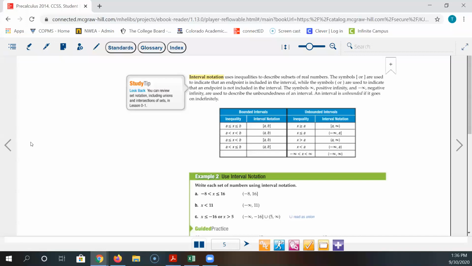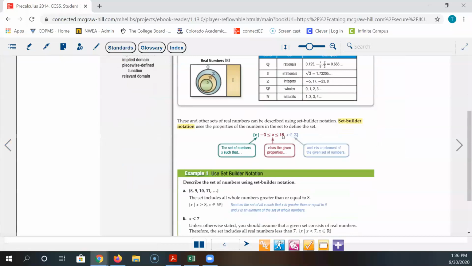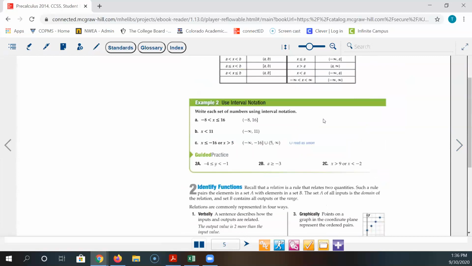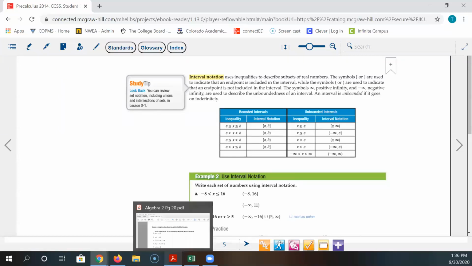Like I was saying, the homework wants you to take it from here, the first couple, this set builder notation, and turn it into interval notation. They also give you number lines on how it works. Okay, am I making sense so far? Are there any questions so far?